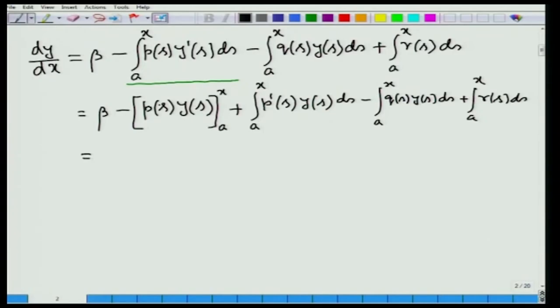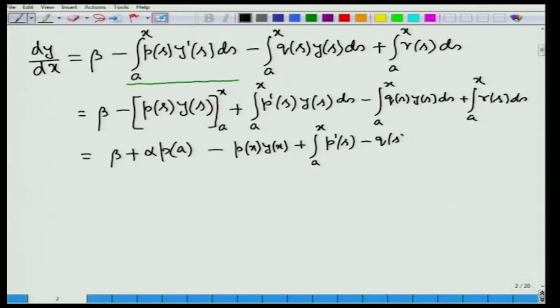So, after substituting s equal to a, this will be also a known quantity. So, you will be having this constant term, that is beta plus alpha p a, this quantity minus p x y x plus integral a to x p dashed s minus q s, this multiplied by y s d s plus integral a to x r s d s. So, this is actually the expression for d y d x equal to this one.